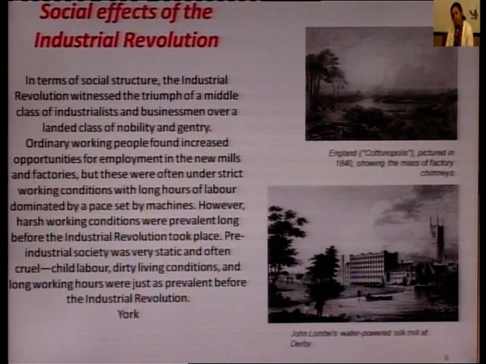And the fate of cities was actually even worse. On the right, what you see is a picture of Cottonopolis, England, the cotton hub of the world. Pictured in 1840, it shows the mass of factory chimneys. So everywhere a factory with puffing smoke was coming out. And what you see on the bottom is the water-powered silk mill at Derby. So all the images were actually depicting what? They were depicting the death of the city and the Industrial Revolution. What was it causing to the city?